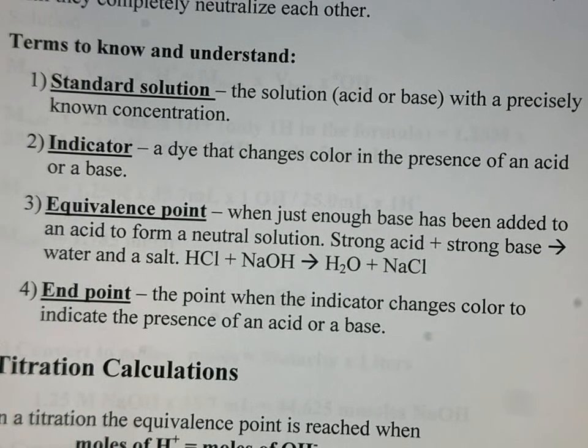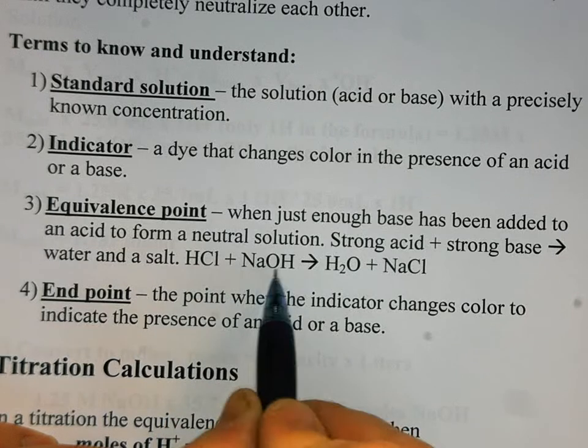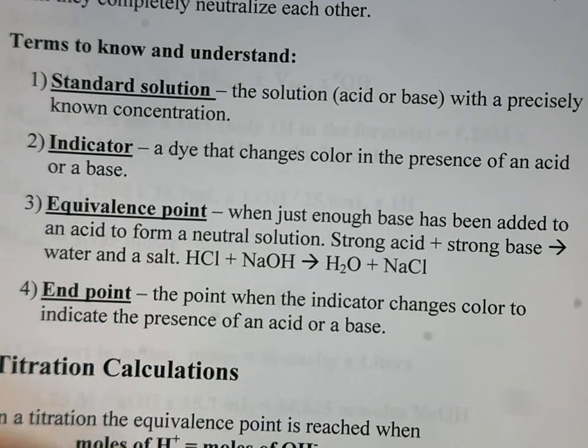And that's going to indicate at that point you have reached the point where the base that you're adding has completely neutralized the acid, and you stop right there, you record the volume on your burette, and then we can do calculations to figure out how much of the acid was there.